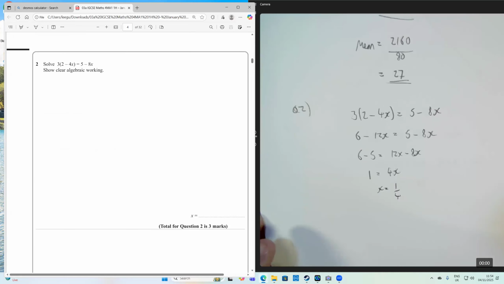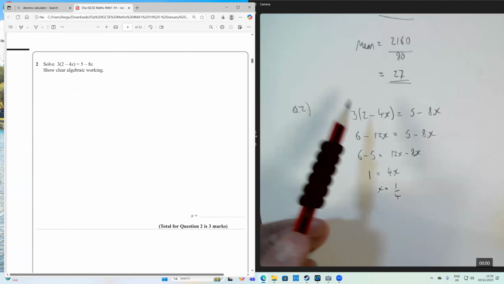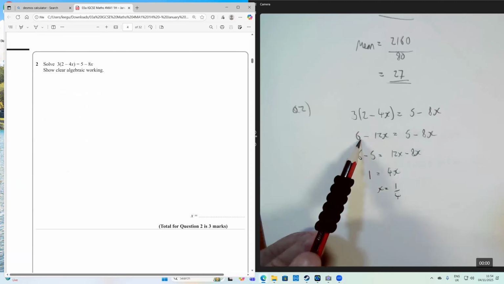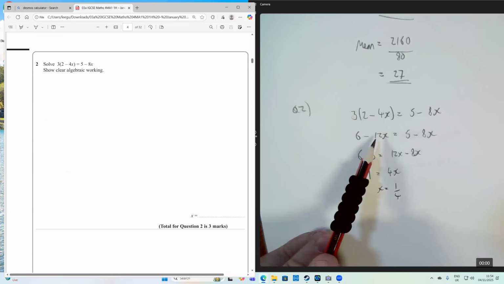Question 2. Solve 3 times by 2 minus 4x equals 5 minus 8x. So step 1 has to be to expand the brackets. So we're going to expand the brackets. So 3 times 2 is 6, and 3 times minus 4x is minus 12x.